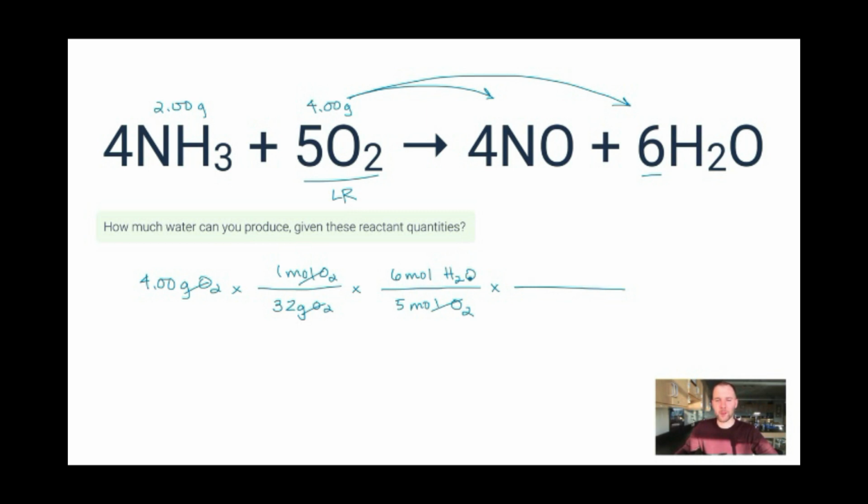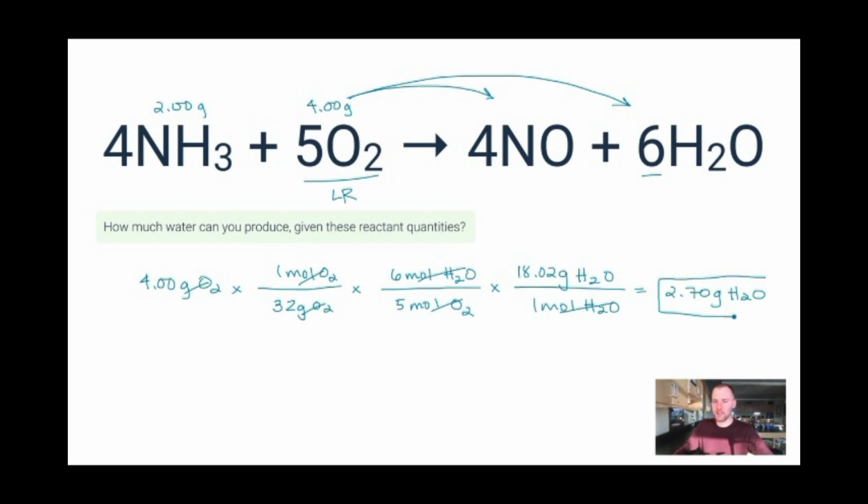And now I'm in moles of H2O. On the bottom is going to be 1 mole of H2O, and on the top is going to be the mass of that 1 mole of H2O, which is what the molar mass is, 18.02. 18 is probably just fine as well. Okay, so let's do one more calculation. 4 times 6 times 18.02 divided by 32 divided by 5 gives me 2.70 grams of water.